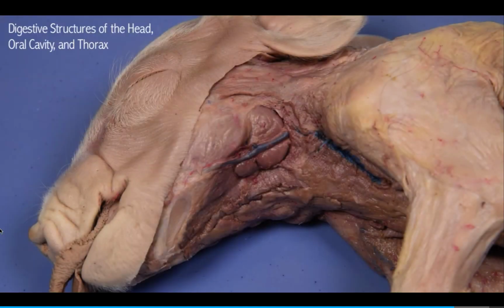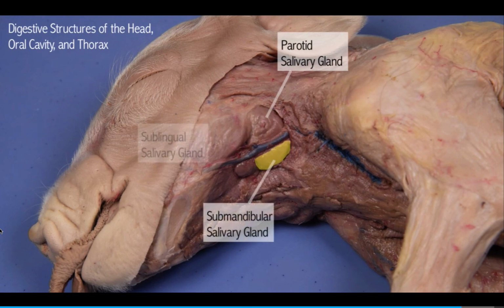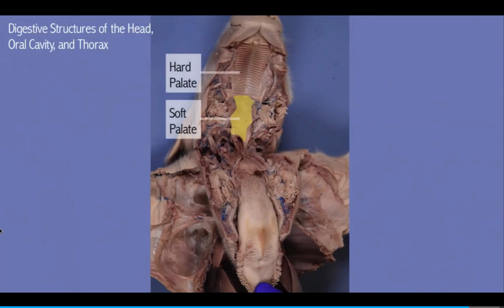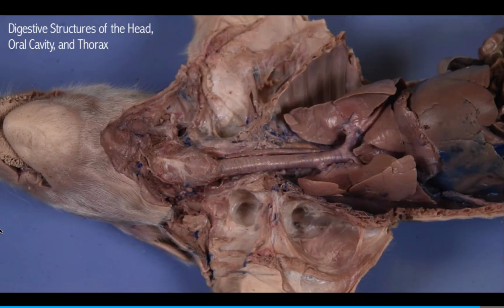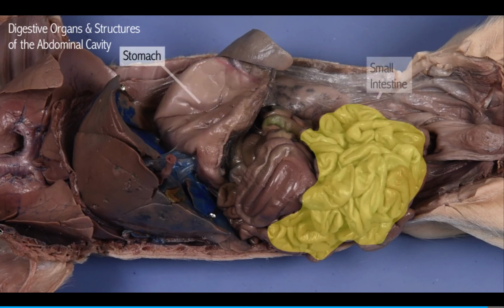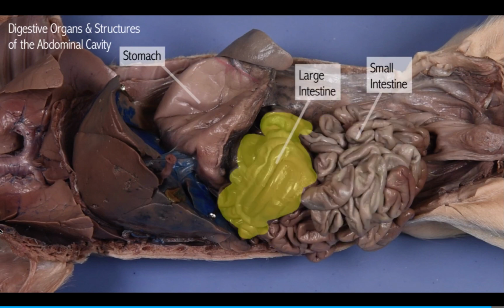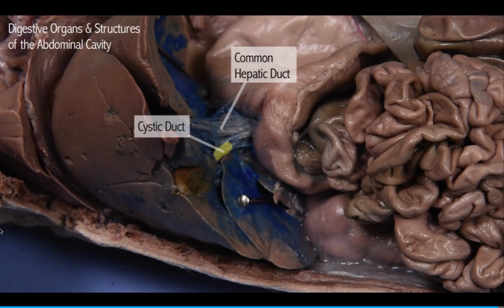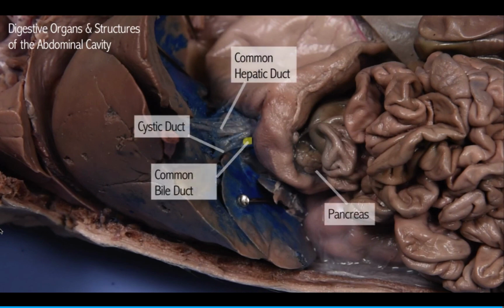Let's review the digestive system. The digestive structures of the head, oral cavity, and thorax are the parotid, submandibular, and sublingual salivary glands, hard palate, soft palate, oropharynx, tongue, epiglottis, and esophagus. The digestive organs and structures of the abdominal cavity are the stomach, small intestine, large intestine, liver, gallbladder, common hepatic duct, cystic duct, common bile duct, and pancreas.